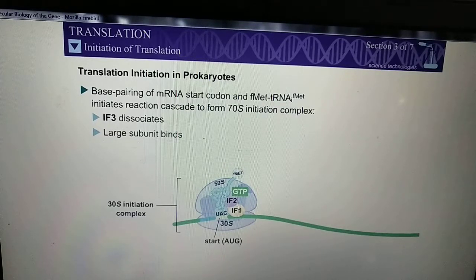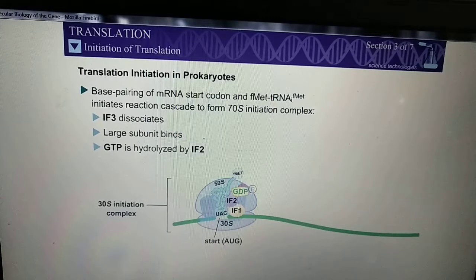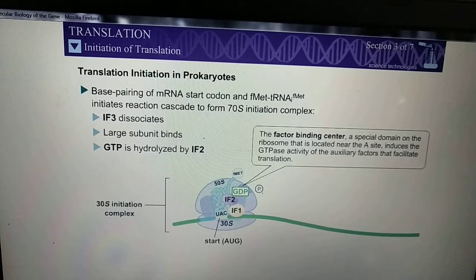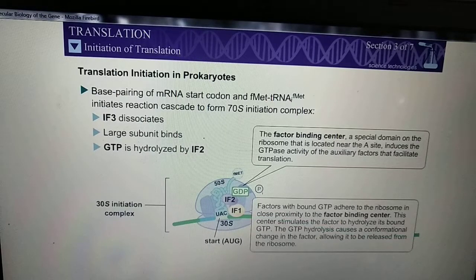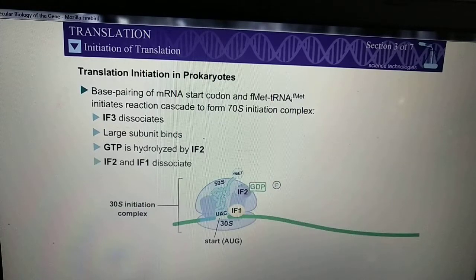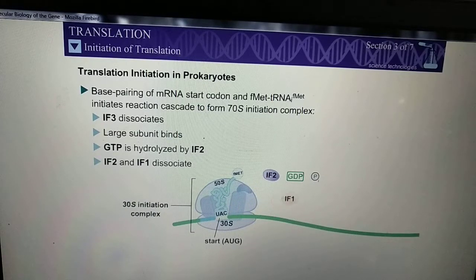Large subunit binding stimulates the GTPase activity of IF2. Specifically, the factor binding center on the large subunit stimulates IF2's GTPase activity. Because the GDP-IF2 complex has a low affinity for the ribosome, IF2 and GDP, and then IF1, are all released. This is the 70S initiation complex. Protein synthesis can now begin.